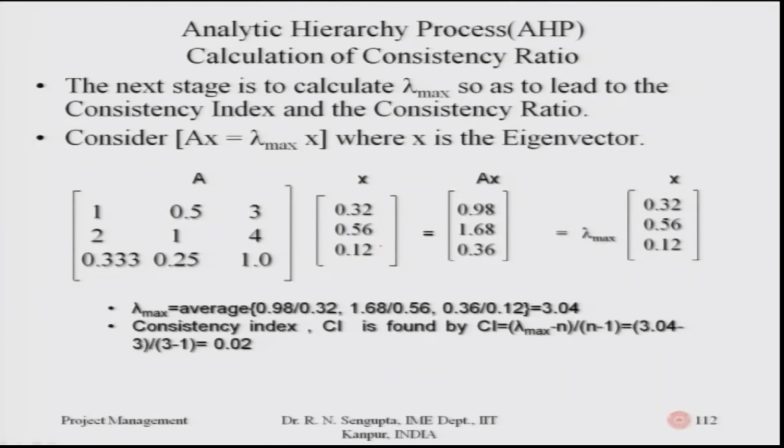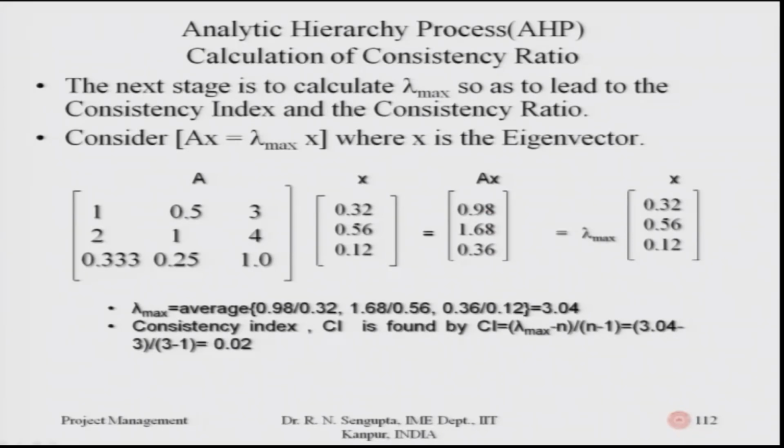So, what I have to find is basically the value of lambda max. Once I multiply A into x, I would basically have the value as lambda max. That lambda max, on an average, would give me the consistency ratios and the CI index. I do it very simply: lambda max is the average of these values. Multiplying this into this, 1 into 0.32 plus 0.5 into 0.56 plus 3 into 0.12 gives a value of 0.98. Thus, these values are 0.98, 1.68 and 0.36.